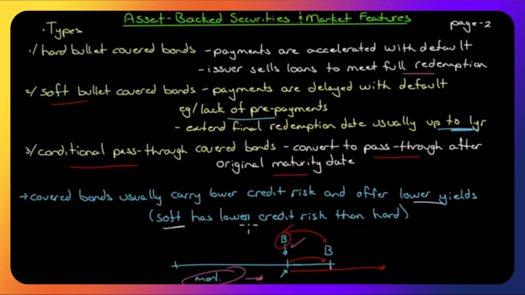Soft bullet covered bonds have lower credit risk than hard bullet covered bonds. That may not seem obvious at first, but remember, under the hard bullet, you owe all that money at this point in time. Well, if you have the flexibility of saying, well, can I have a little bit longer because the loans are taking a little bit longer, there's less credit risk involved.